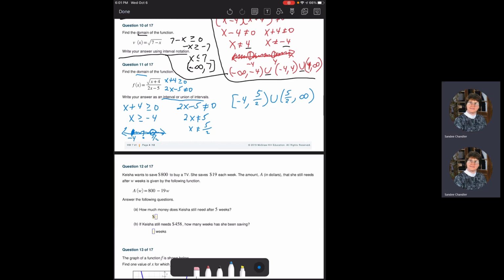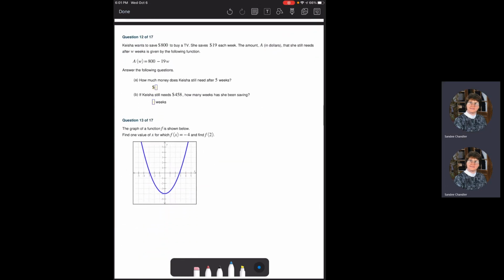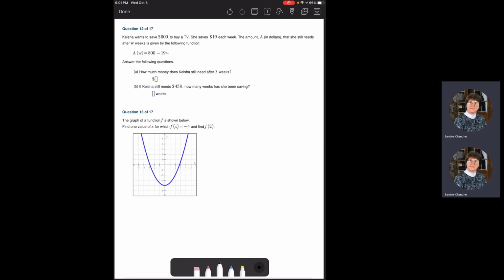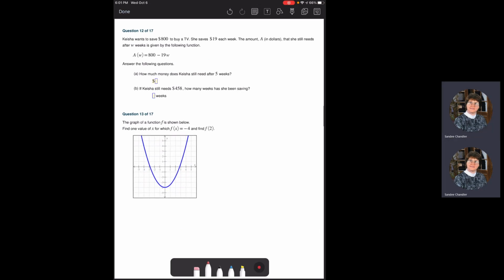Isn't this fun? Oh, goody, a word problem. I know how much you all love these. All right, Keisha wants to save $800 to buy a TV. She saves $19 each week. The amount A in dollars that she still needs after W weeks is given by the following function. A of W equals 800 minus 19W.